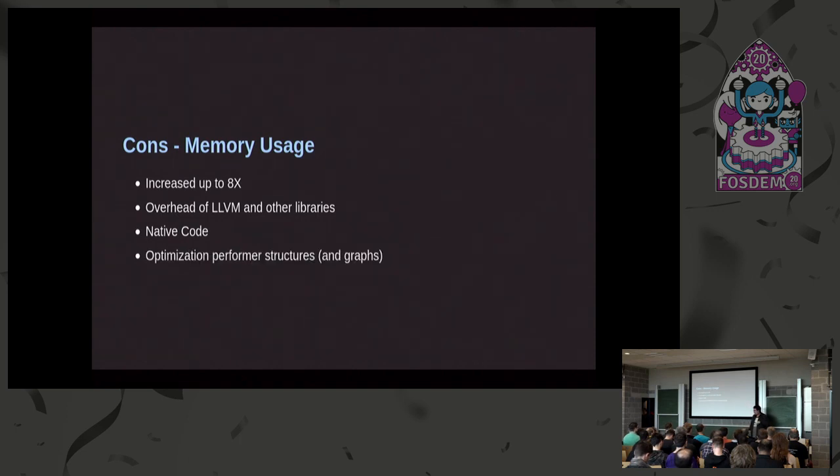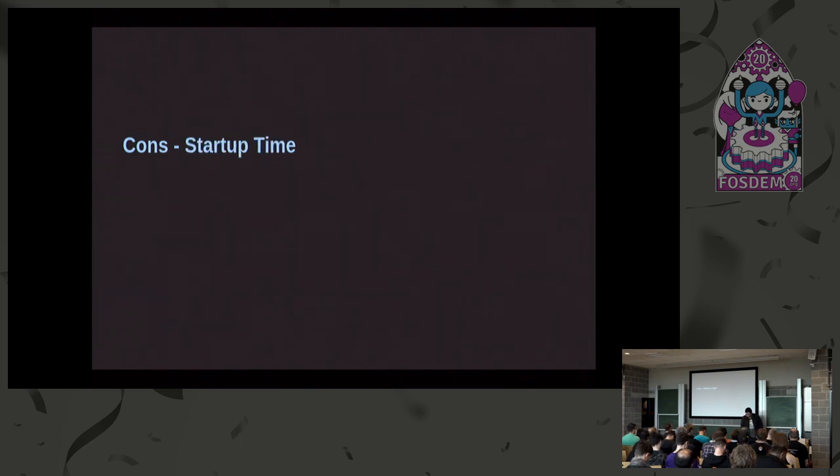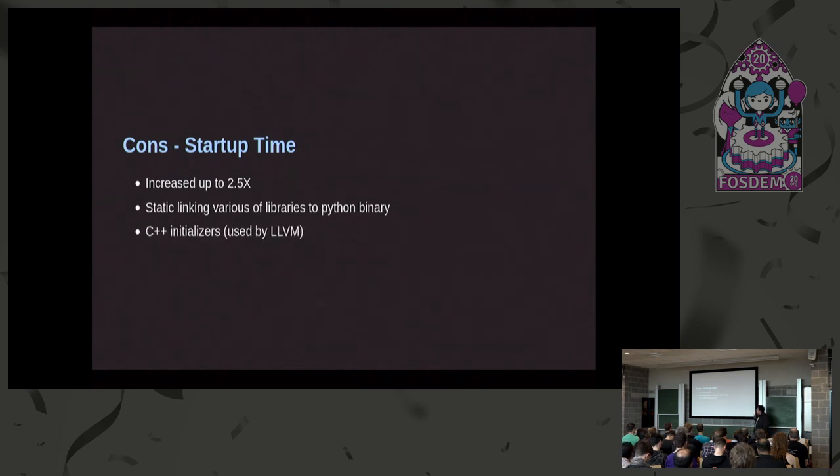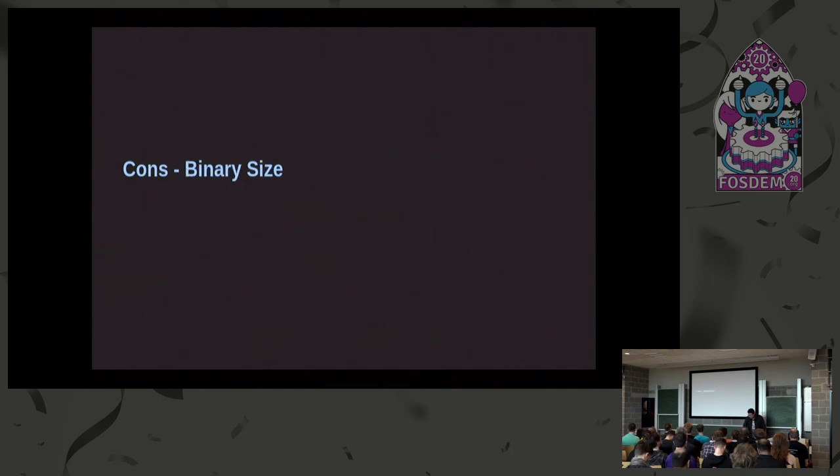And there are some optimizer structures. They tried to optimize Python bytecode before sending it to LLVM, so they create some structures which keep Python's internal knowledge, but they have their cost. There are some cons about startup time, static linking again. When you want to compile a Python function to LLVM, you need to initialize LLVM, and C++ initialization takes some time. And there are some over-the-top C runtime routines. Binary size increased as usual because you linked LLVM.